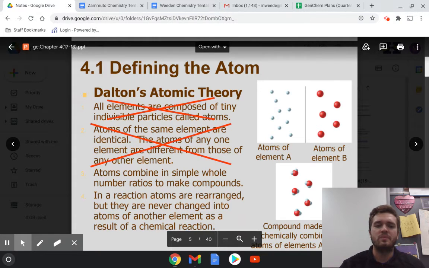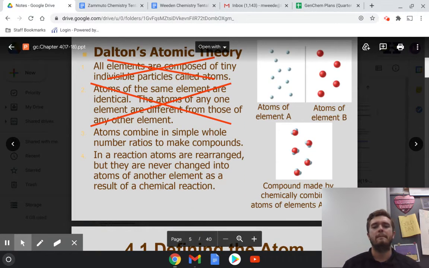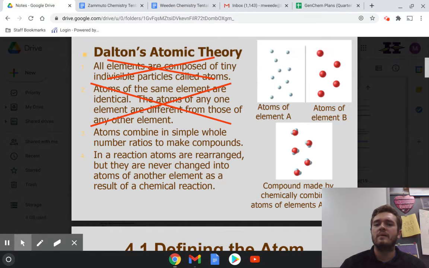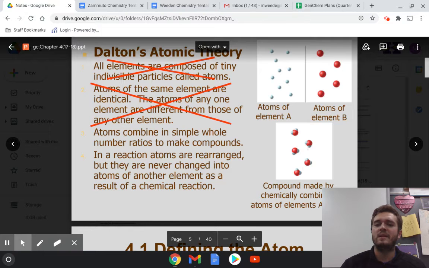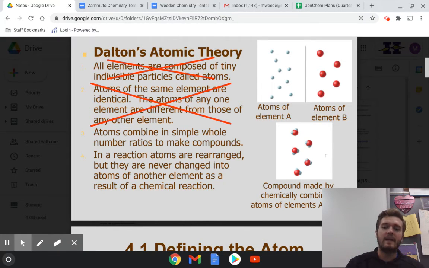What he did get right, and it is still true today, is that atoms are going to combine in simple whole number ratios to make compounds. So, for example, if we look at the picture to the right, atoms of element A and atoms of element B can come together and they can create a compound.